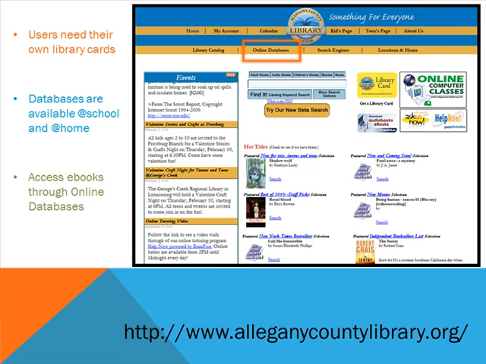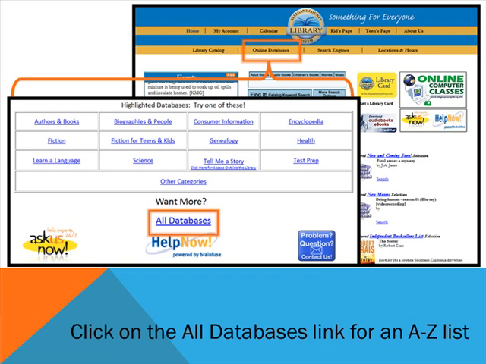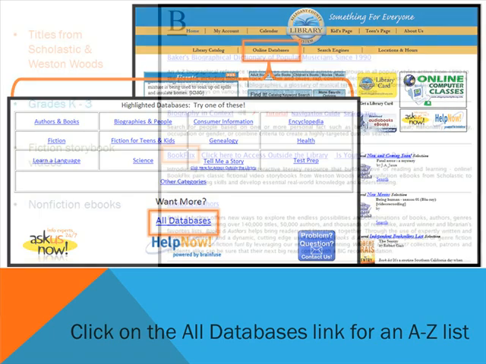The image on the screen is showing you where to click to begin accessing the library's databases, with the Online Databases link located on the top toolbar. After clicking on the Online Databases link, you'll see the screen indicated here. Click on the All Databases link for an A to Z list. This is the most direct way to access the 3 databases we'll be experiencing during this presentation.